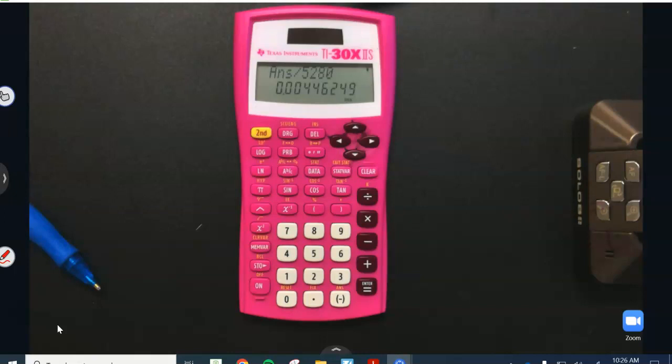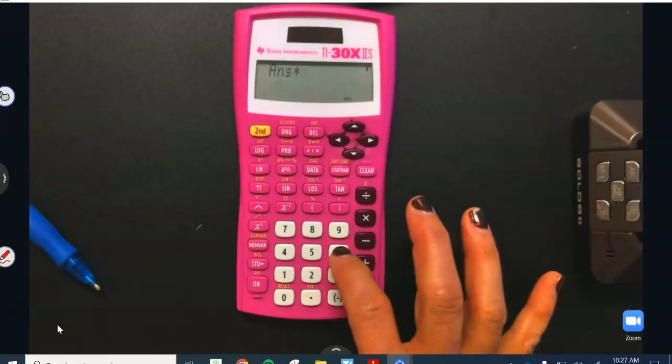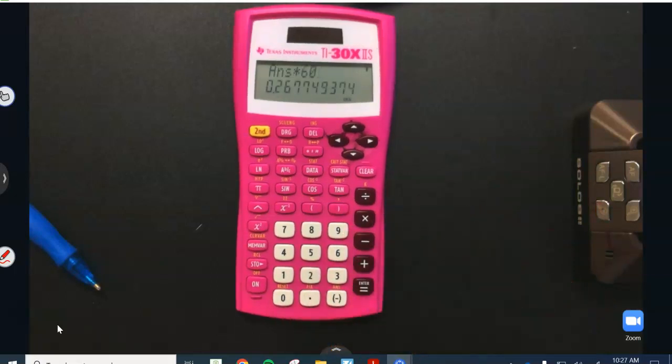Let's convert it to minutes. How many seconds are in a minute? So what do we do? Multiply by 60. Okay, we're almost there. I get 0.26 miles per minute. What do I do to get it to hours? Yeah, times 60. One more, multiply by 60.